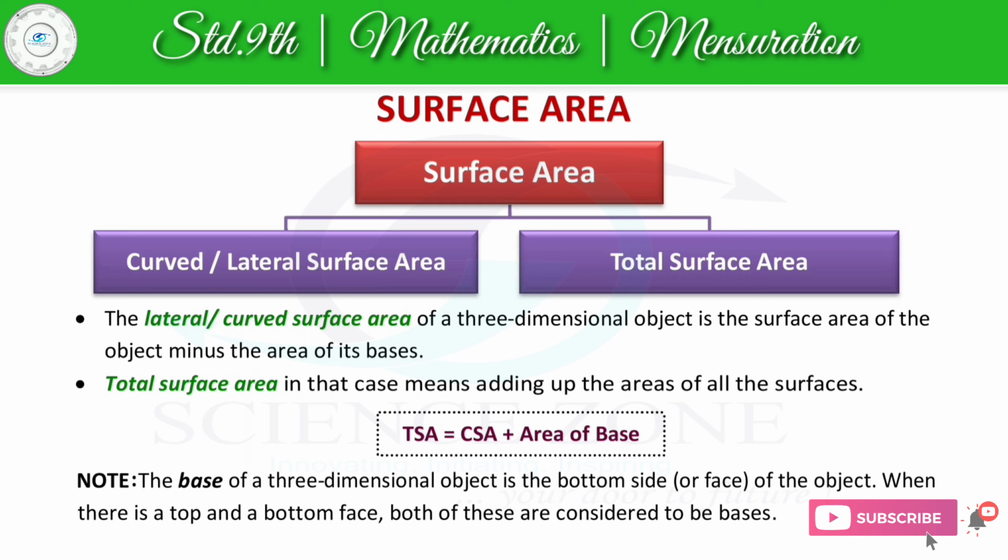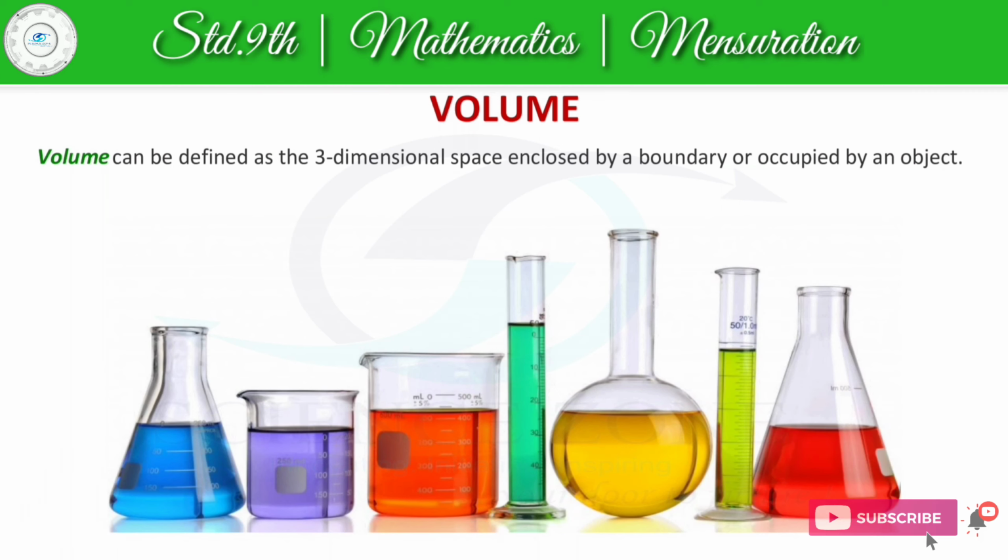Now, what is total surface area? Total surface area is the sum of the areas of all the faces of a solid, whereas the curved or lateral surface area excludes the area of the bases. That means if we subtract the area of top and bottom from the total surface area, we will get curved surface area. Volume. Volume is capacity of a solid. That means how much amount of something that object can hold is called its volume.